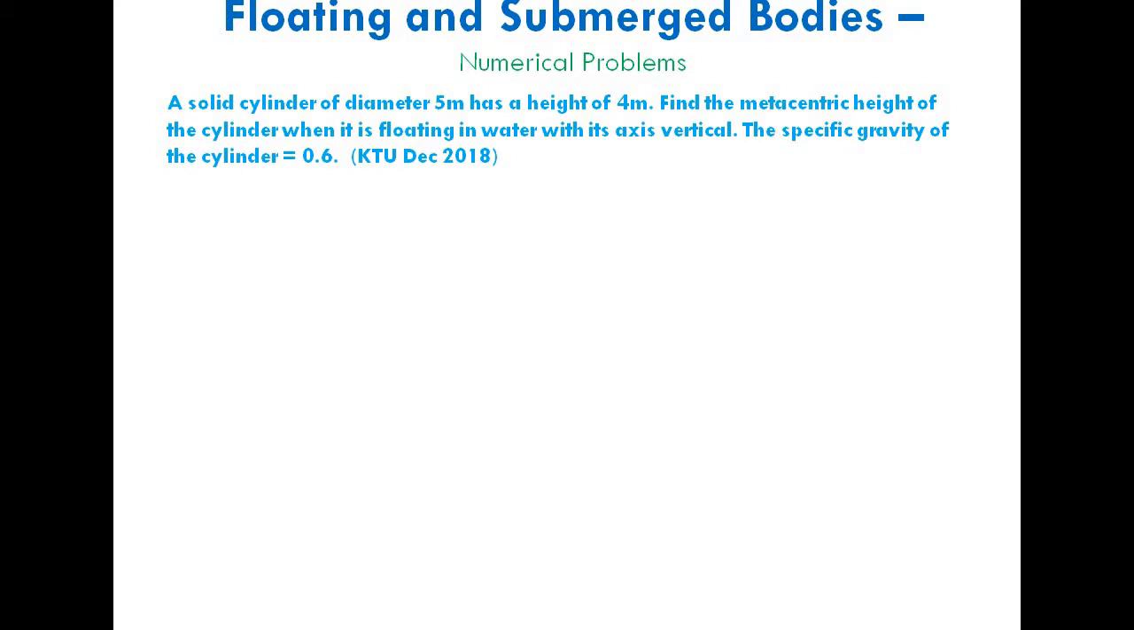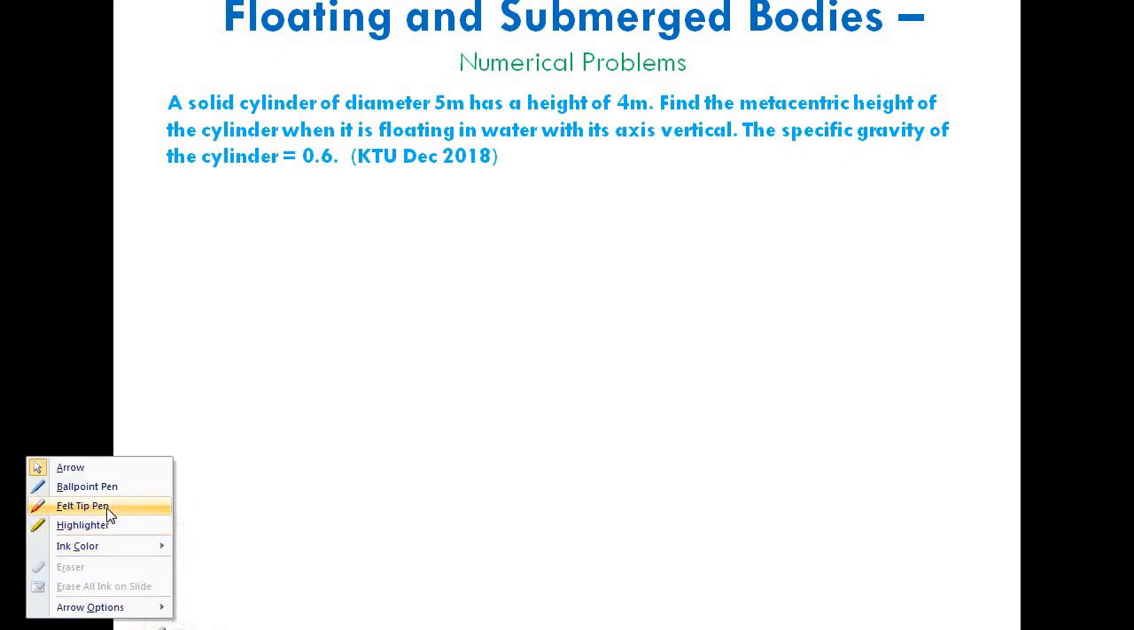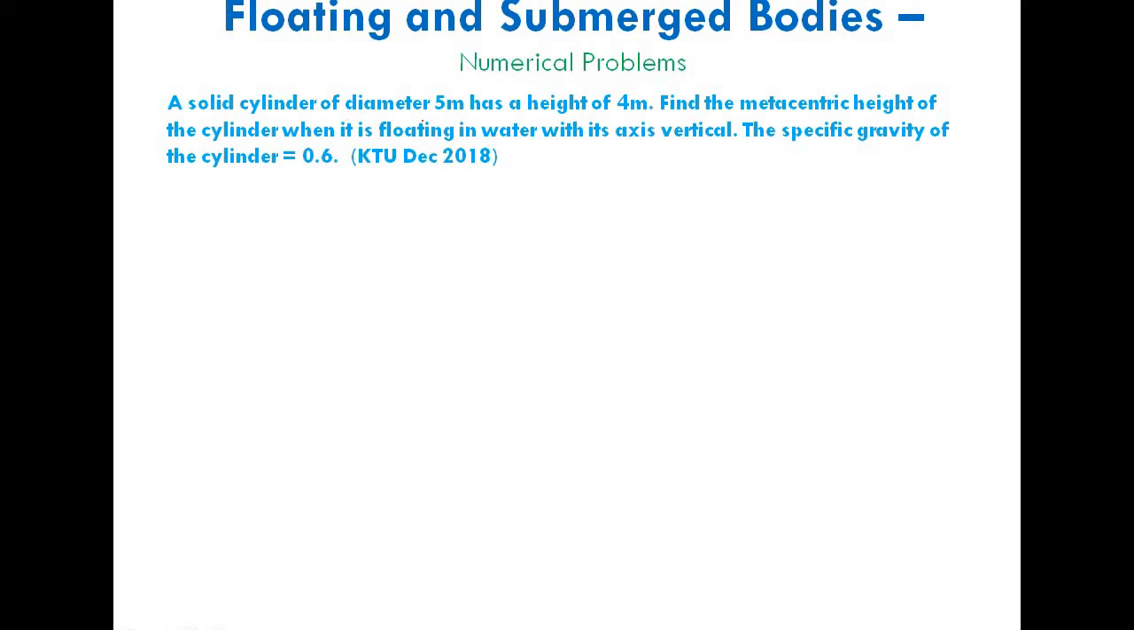We need to find out the metacentric height of the floating body. So we have seen and we have derived an equation for the estimation of metacentric height of a floating body. The question is like this: a solid cylinder of diameter 5 meters and height 4 meters. Find the metacentric height of the cylinder when it is floating in water with its axis vertical. The specific gravity of the cylinder is given as 0.6.